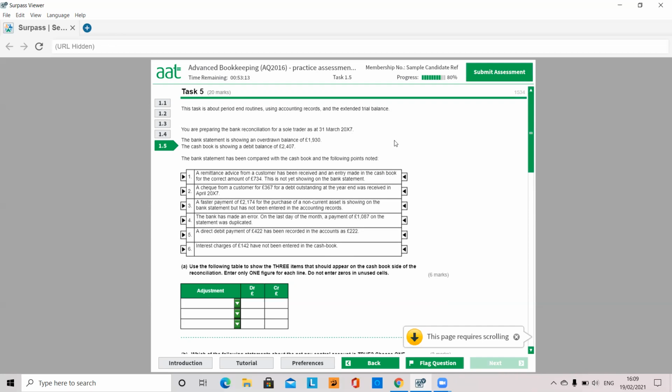Next one says a faster payment of 2174 for the purchase of a non-current asset is showing on the bank statement, but it's not been entered in the accounting records. So again, we need to show that one because we're talking about what's not in the cash book. So it would be adjustment 3, and because it's a faster payment, it will be a credit of the bank or cash book, and that will be 2174.